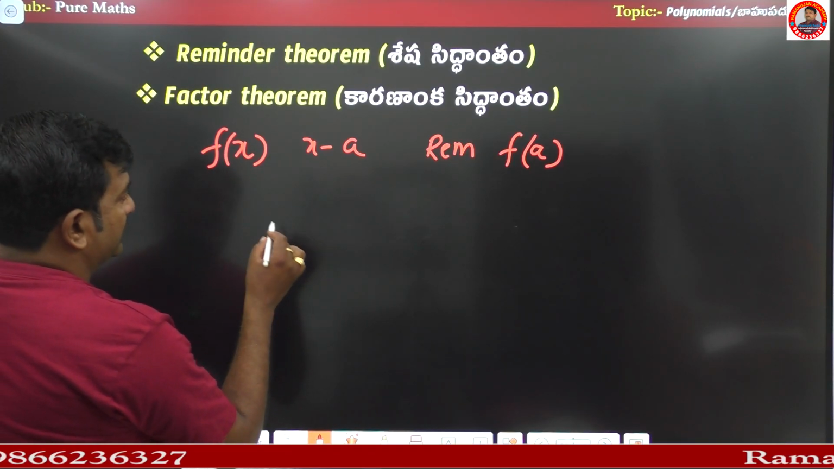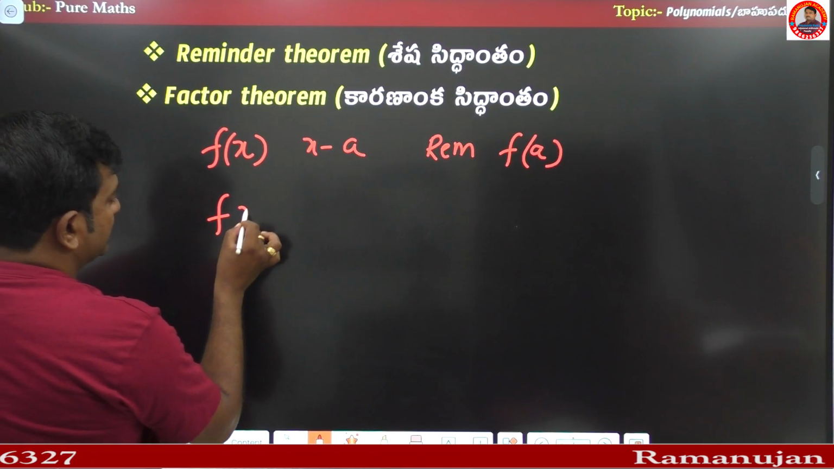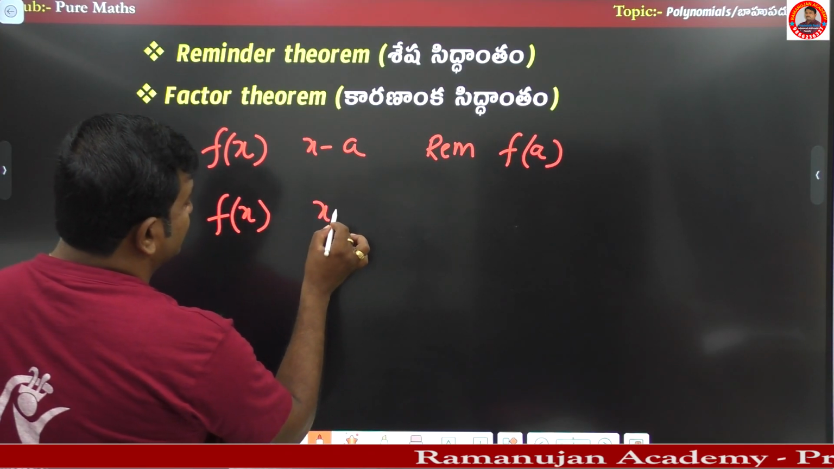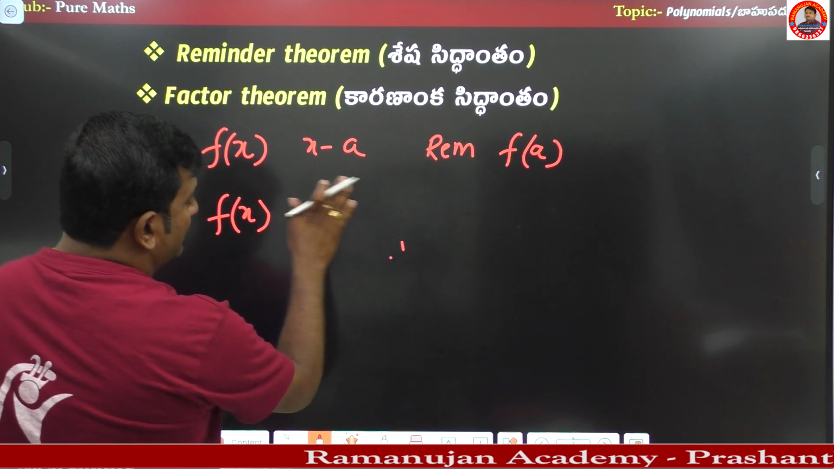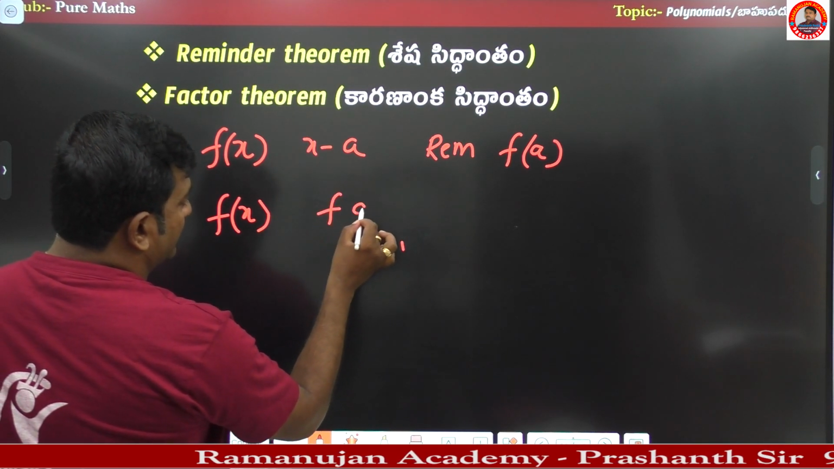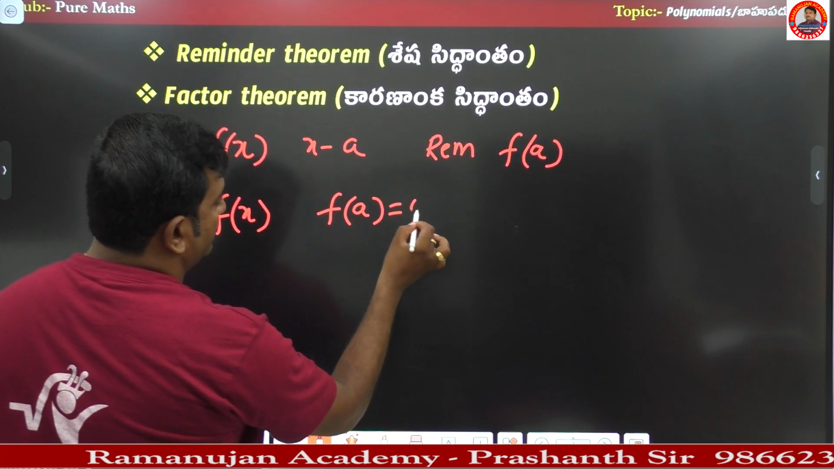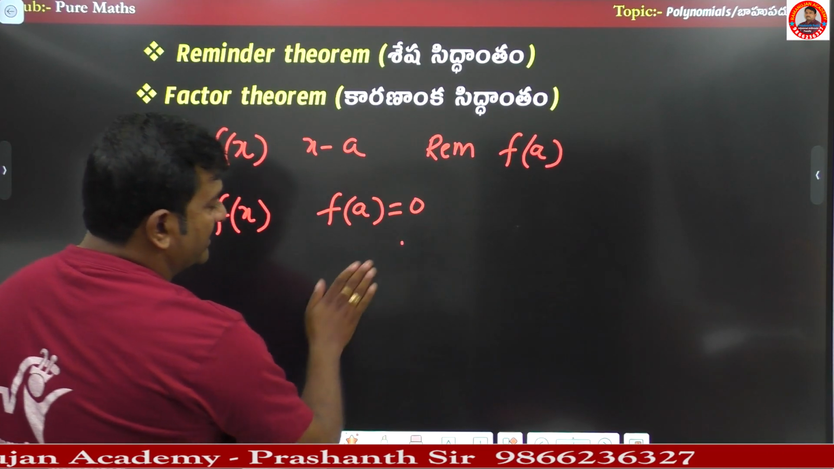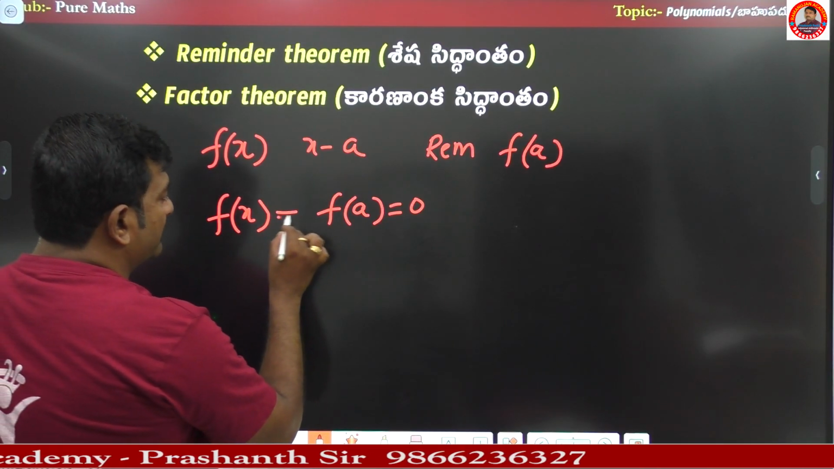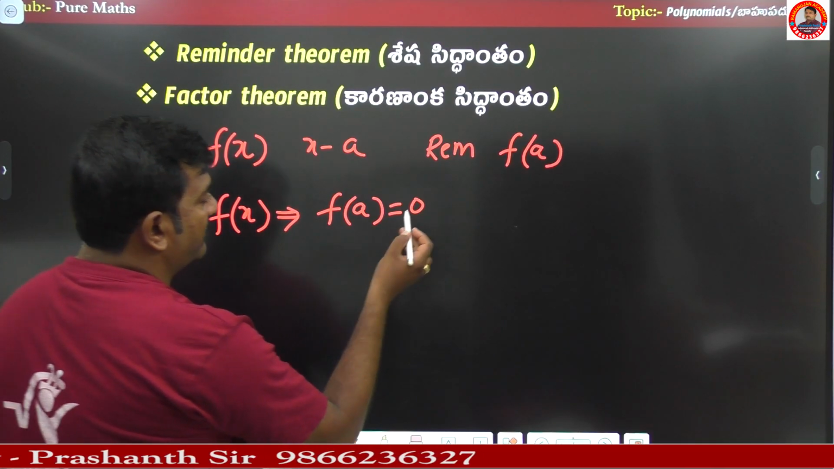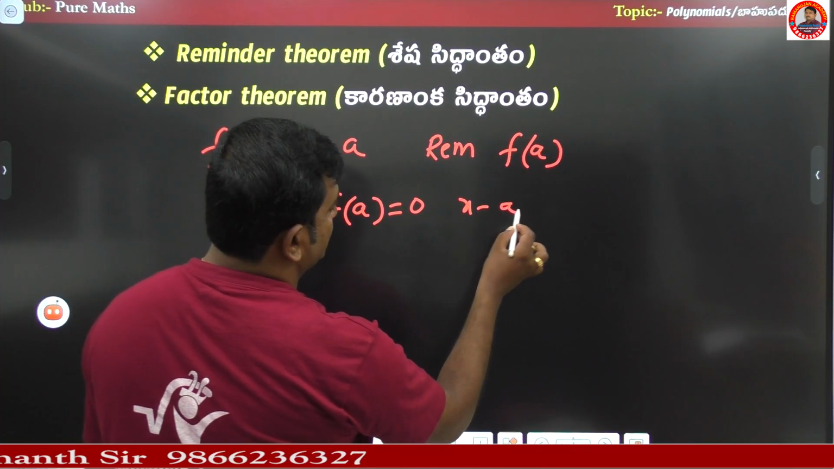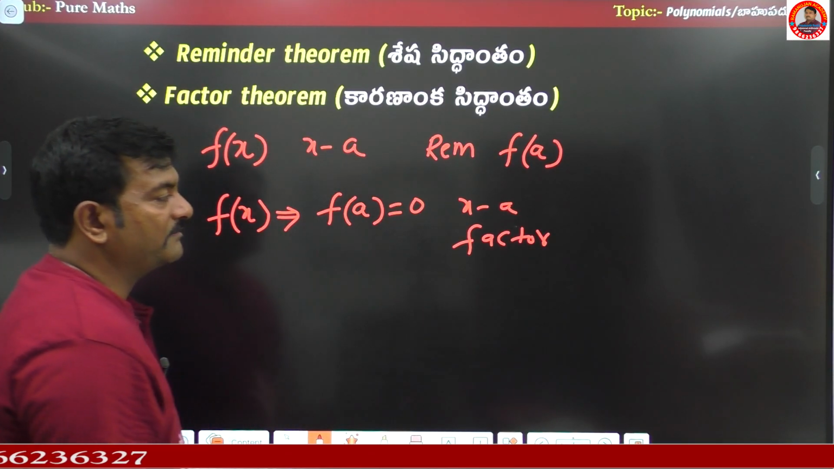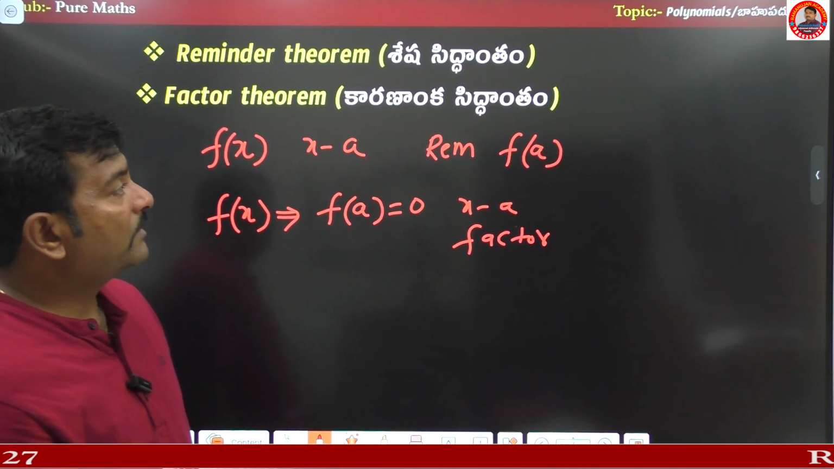Now the reverse, factor theorem. What is the factor theorem? If f of x polynomial is exactly divided, for example, if you are getting remainder f of a equal to 0, okay? If f of a is equal to 0 in the f of x polynomial, then x minus a is said to be a factor of the polynomial. Finished.